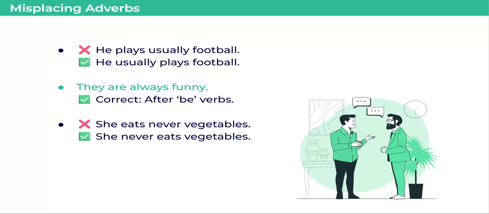We also can sometimes misplace our adverbs. He plays usually football. Unfortunately, it's not correct. We need to put the adverb of frequency in second position. They are always funny. Correct, because it's after the be verb. She eats never vegetables. Nope. She never eats vegetables.